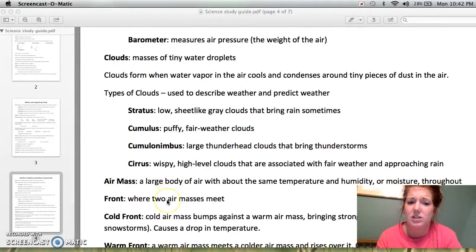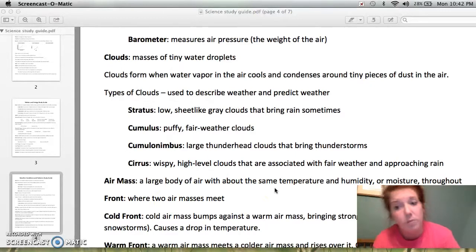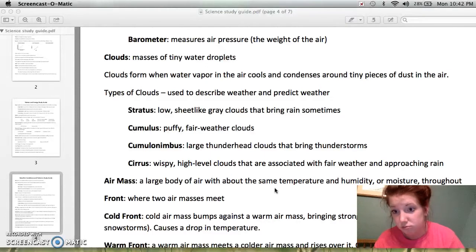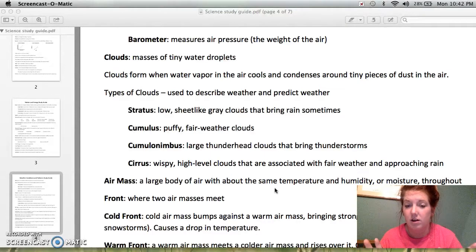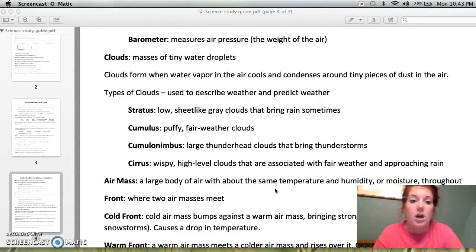An air mass is a large body of air with about the same temperature and humidity or moisture throughout. So large body, mass, weight, large, big. Think of it like that. Air, so think of temperature, humidity, everything that goes within this when we're talking about weather. Large body of air is an air mass. A front is where two air masses meet, or the line breaking them apart.